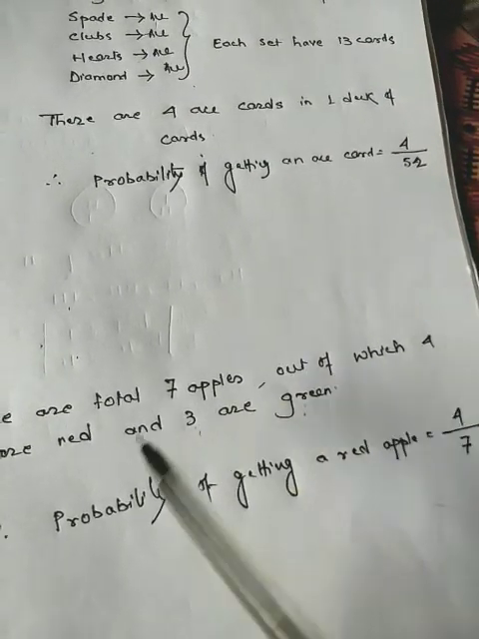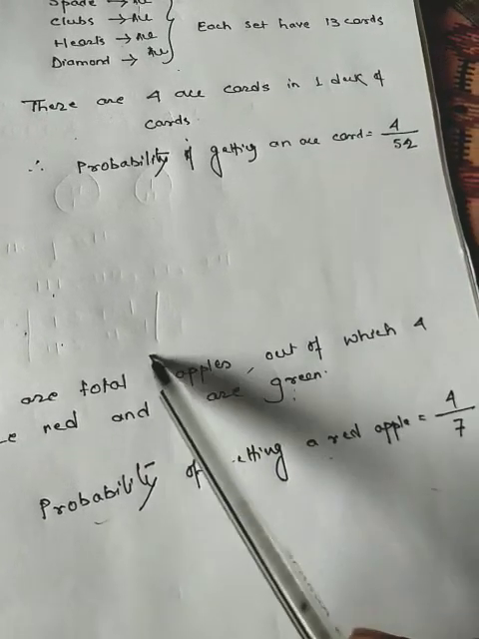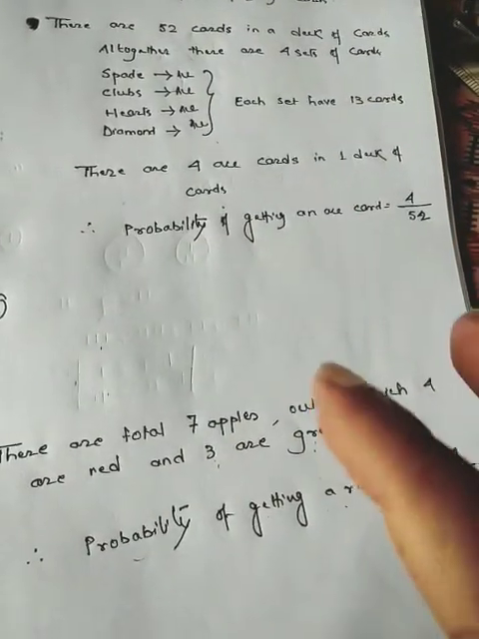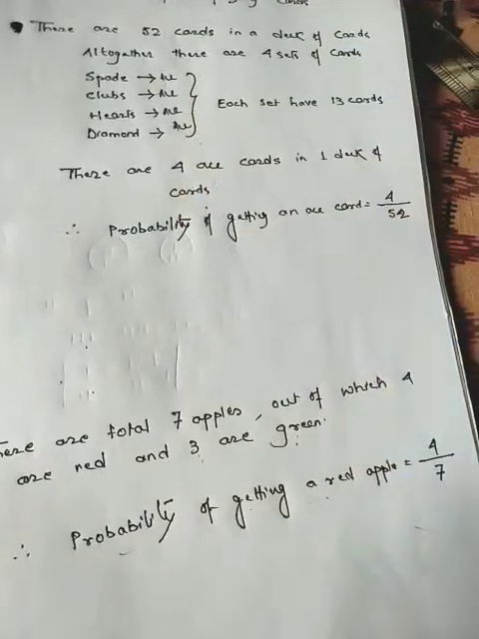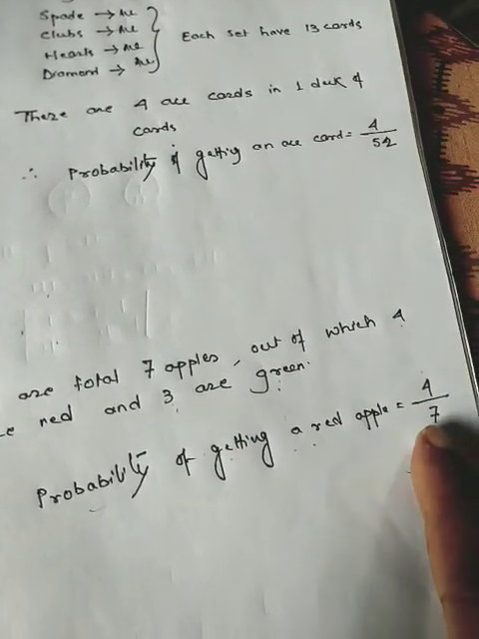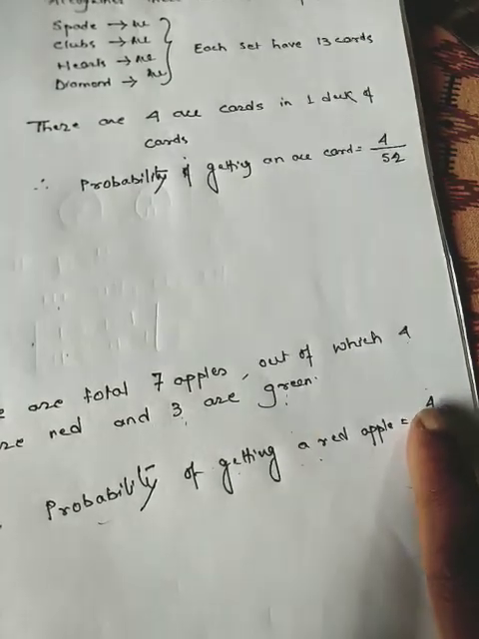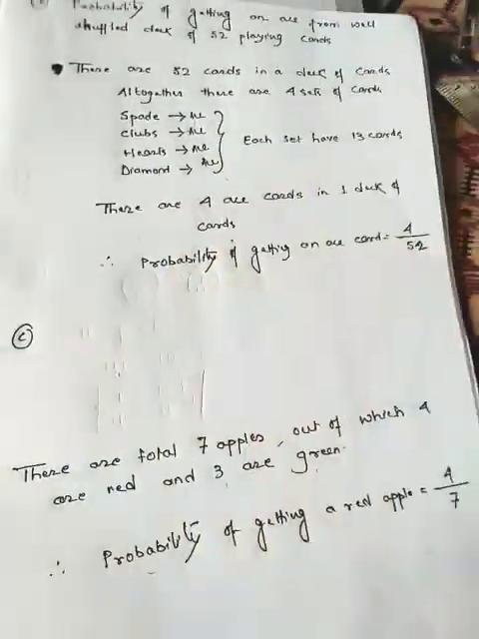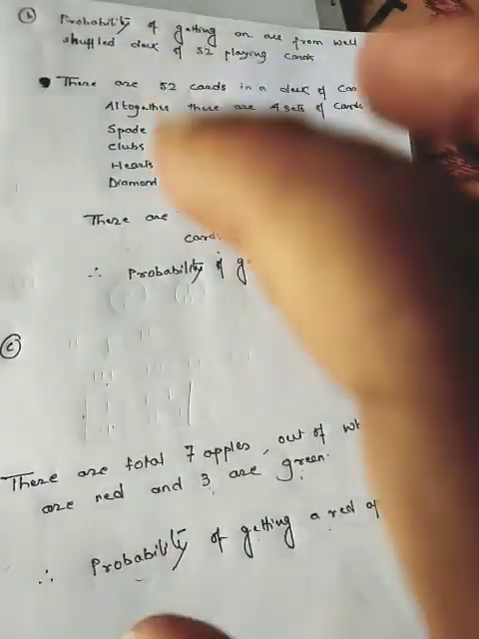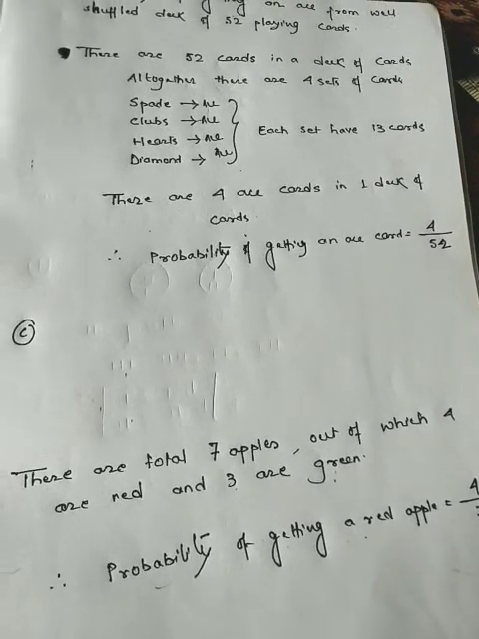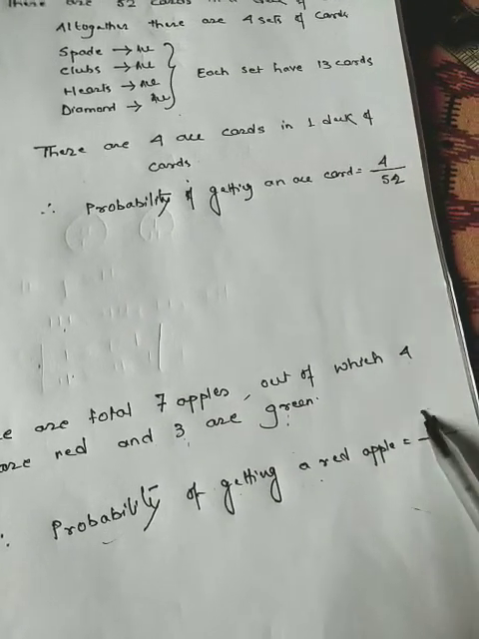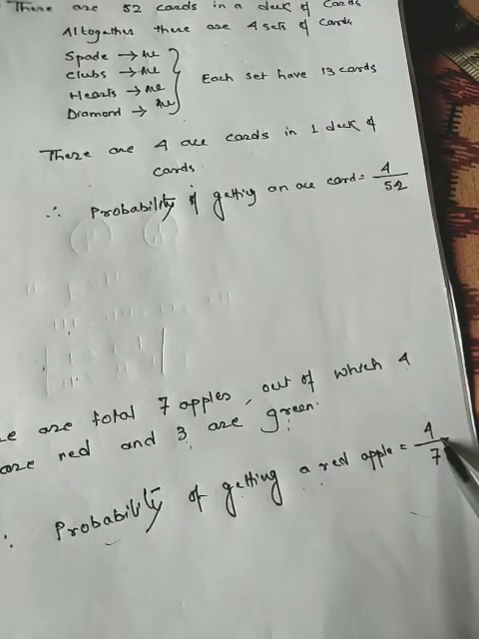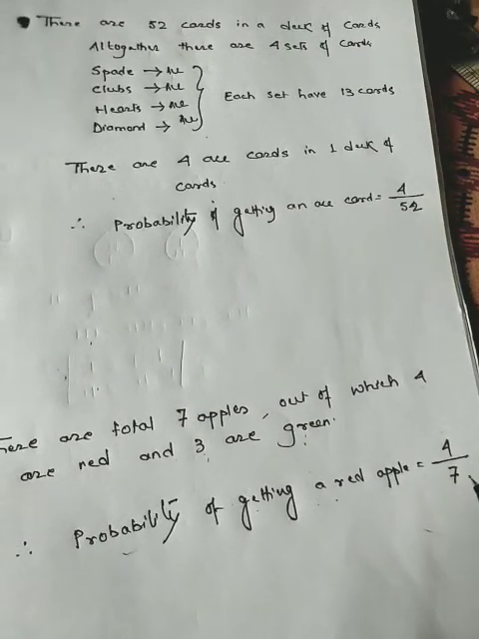Now they are asking what is the probability of getting a red apple. Out of 7 apples, how many red apples will you get if you take one at a time from the circle? Out of 7, you will get 4 red apples. So the probability of getting a red apple is, out of 7, only 4 red apples are there. So this is the required answer, 4 upon 7.